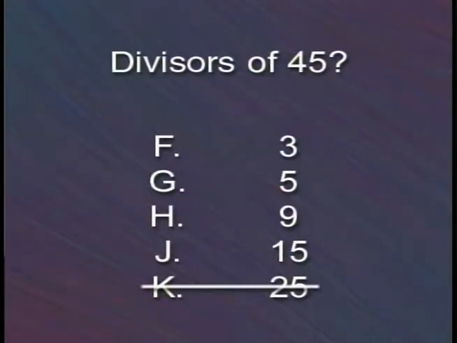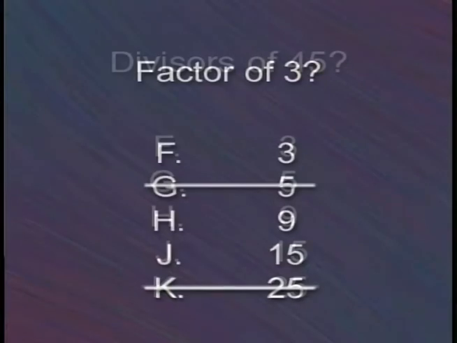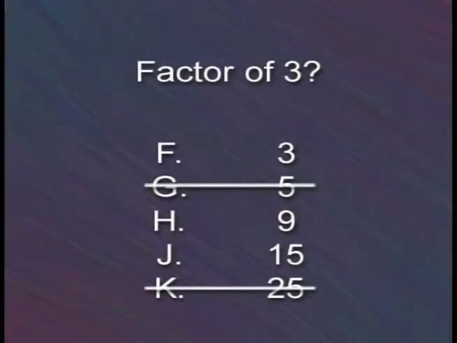Also, the greatest common factor of L and M is 3. This fact eliminates option G. The number 3 is not a factor of 5. This process leaves options F, H, or J, or the numbers 3, 9, or 15.